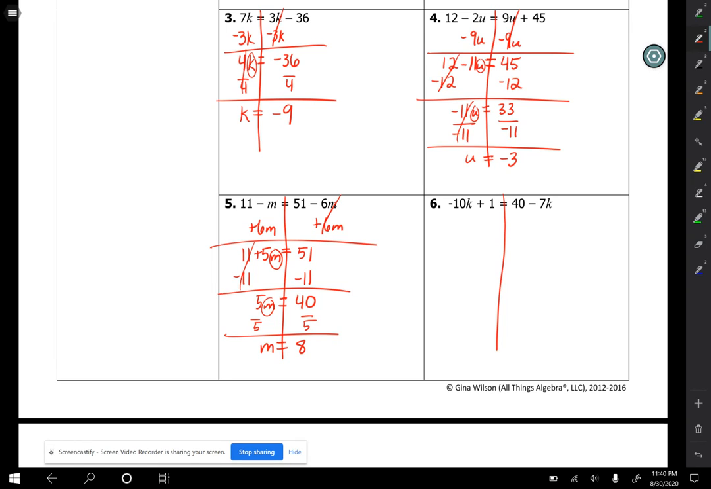Okay. Negative 10k plus 1 equals 40 minus 7k. All right, let's add 8k to both sides. Negative 10k plus 8k is negative 2k plus the 1 equals 40. Oh my goodness, I can't even read. I was supposed to add 7k. Sorry. Let's retry.